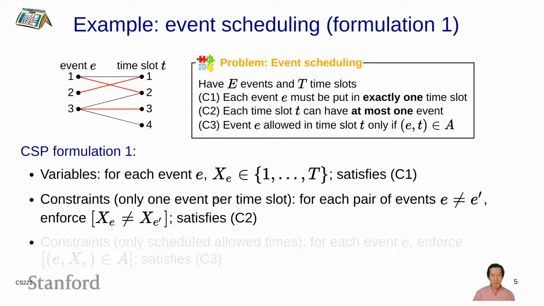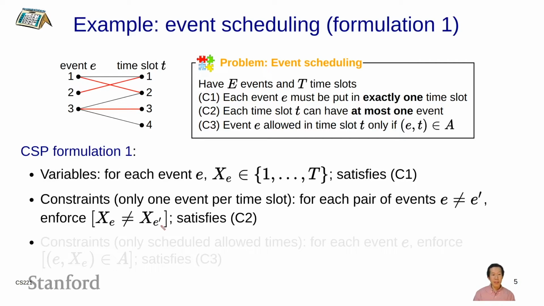So I'm going to define a constraint, which is on every pair of events. I'm going to make sure that the time slot that event E was assigned is not the same as the time slot that event E prime was assigned. So if I check this for all pairs of events, now I've satisfied C2. I can guarantee that no time slot has 2 events piling onto it.